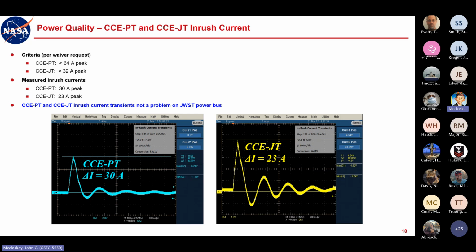Now, for the current, the main criteria here were that these two units submitted waiver requests because they measured these transients at unit level. And so we already had in the record that these were going to be very sizable transients. So the criteria were that the peak current for the pulse tube would be less than 64 amps, and for the Joule-Thomson, I'm just going to call it JT, it would be less than 32 amps. Well, both of those were less than that.